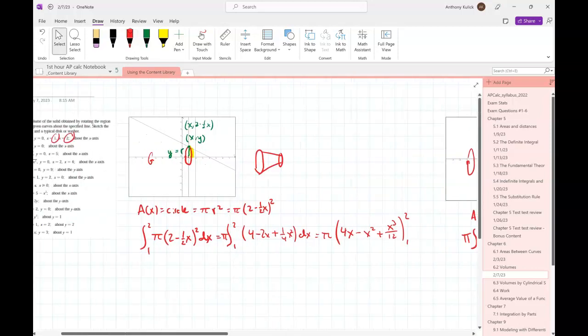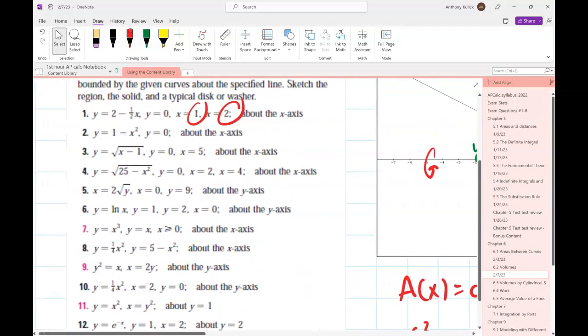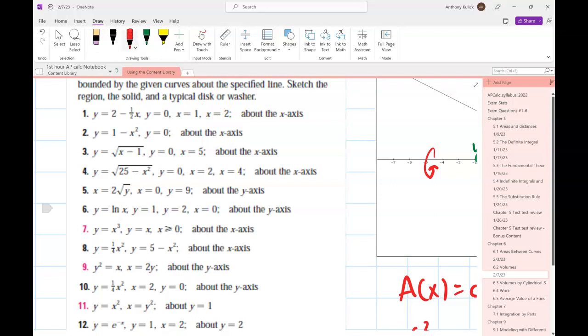All right, let's look at 5 then. Notice that 5 is different in that we have an equation defined in terms of x and it is being rotated about the y-axis. So if you wanted to type this equation into your calculator, you'd have to get the y by itself. So you'd divide by 2 and then square both sides. So you end up with x squared over 4.